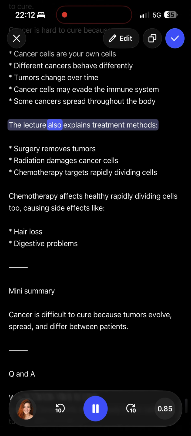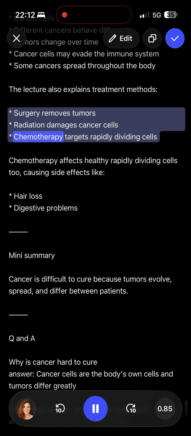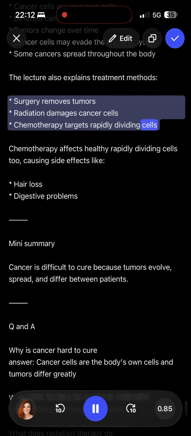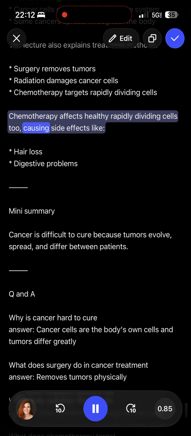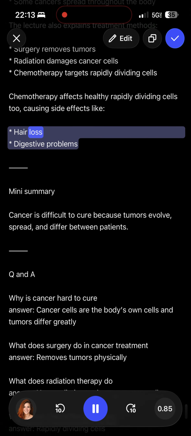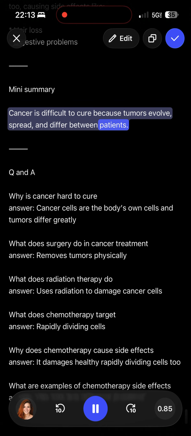The lecture also explains treatment methods. Surgery removes tumors. Radiation damages cancer cells. Chemotherapy targets rapidly dividing cells. Chemotherapy affects healthy, rapidly dividing cells too, causing side effects like hair loss and digestive problems. Mini summary. Cancer is difficult to cure because tumors evolve, spread, and differ between patients.